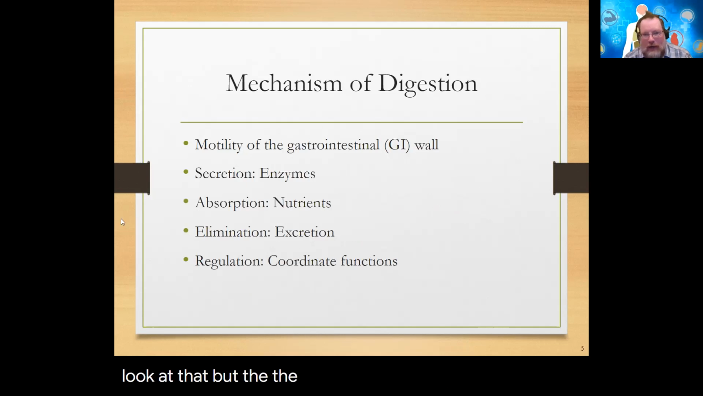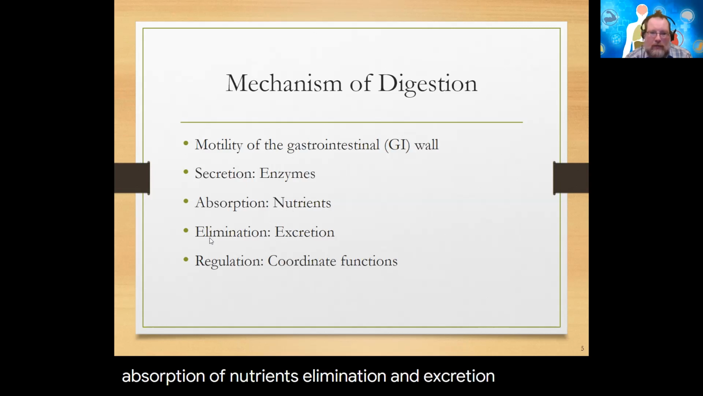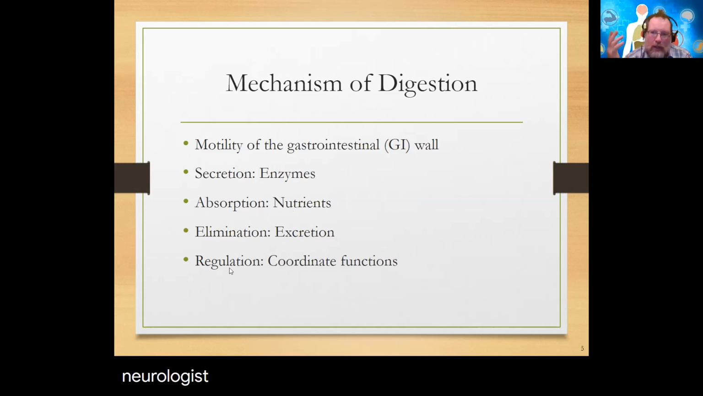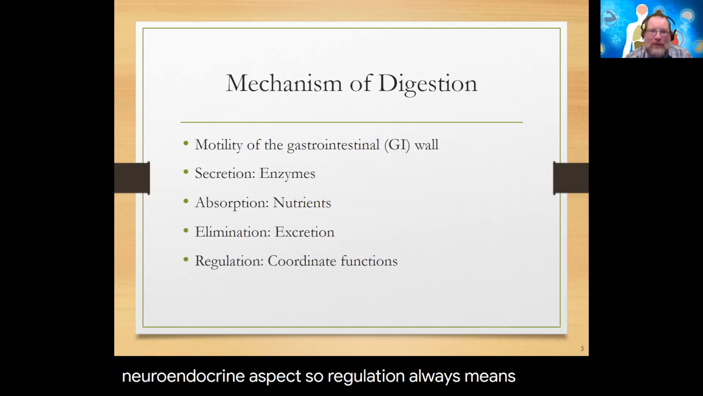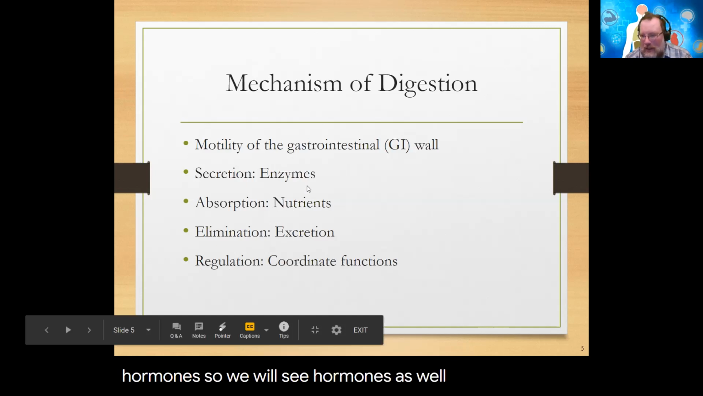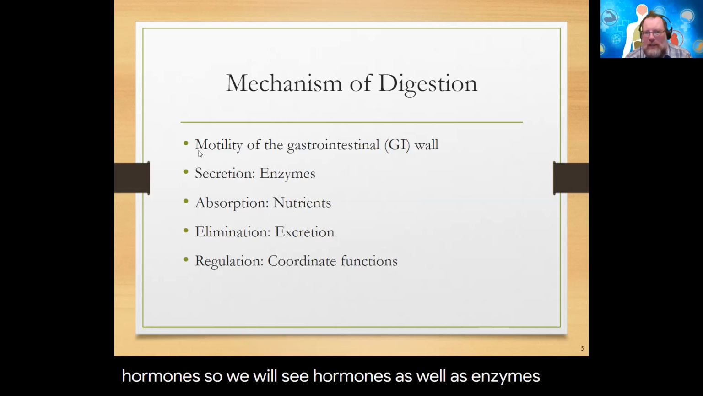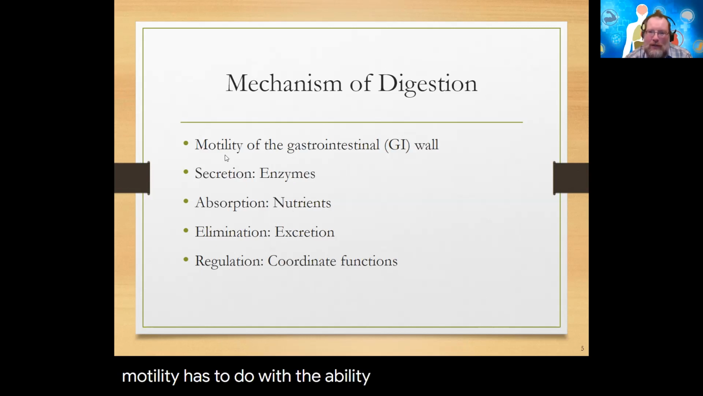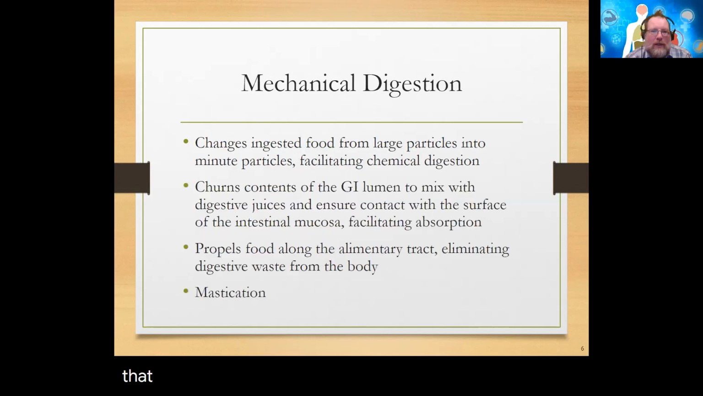But the primary aspects of digestion, I'd mentioned earlier, we're going to see secretion of enzymes, absorption of nutrients, elimination and excretion of waste, and ultimately there's going to be some hormones involved. Whenever you see regulation, we're going to see a neuroendocrine aspect. So regulation always means hormones. So we will see hormones as well as enzymes. Motility has to do with the ability to move something, or for that structure to be able to move.